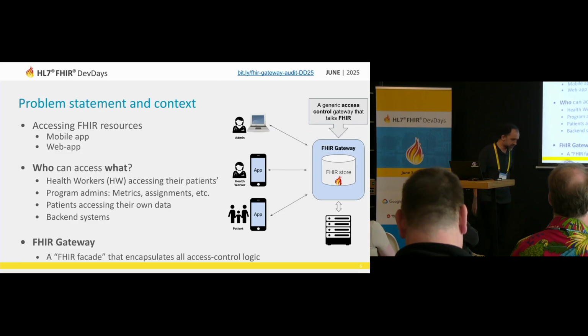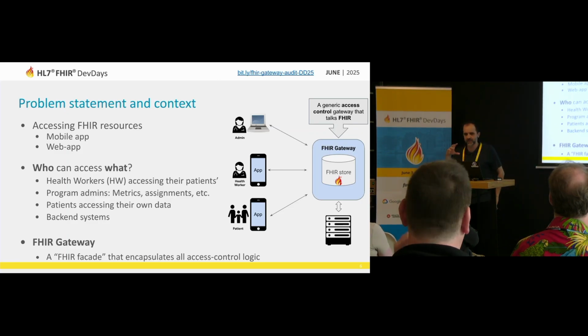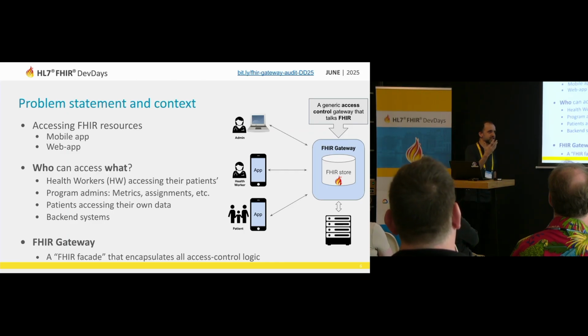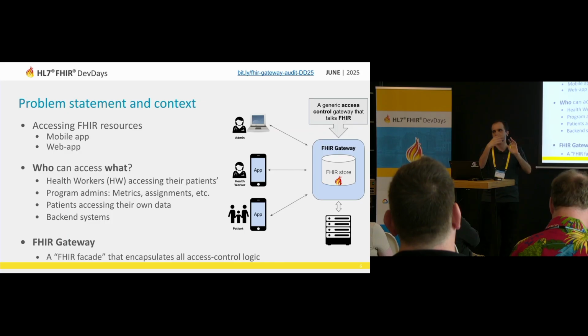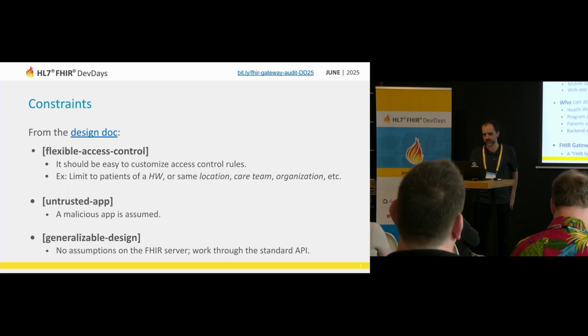So to solve this problem, we have created the FHIR Gateway. You can think of it as a facade, actually as a FHIR facade. That's actually how it's implemented. It is a simple server that sits around your FHIR server. So from the outside point of view, everybody sees the FHIR Gateway. Nobody sees the internal FHIR store. And then it just does a reverse proxy, basically. That's basically what it does. And it applies the access control logic, so it grants or denies access.